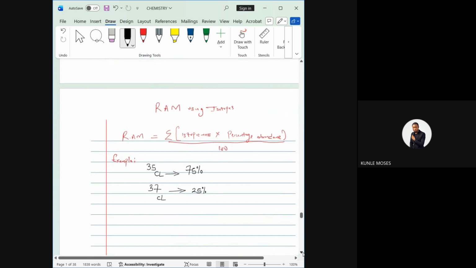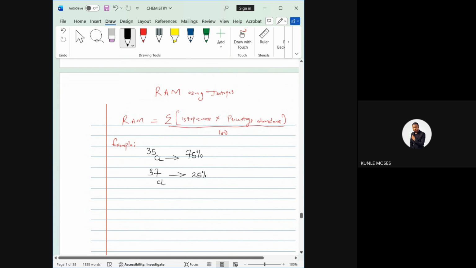Okay, and they asked you to find the relative atomic mass of this. You know, the formula says isotopic mass multiplied by the percentage abundance, right? Then we add it together and we divide it by 100, isn't it? So the isotopic mass of the first one here is 35, right? The second one, the isotopic mass is 37, isn't it? The percentage abundance of the first one is 75, and the second one is 25. Are we together, everybody?